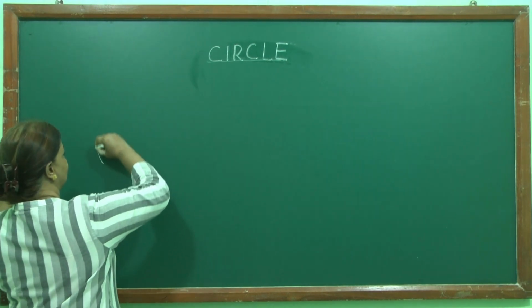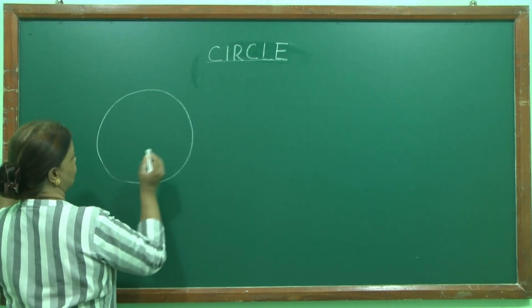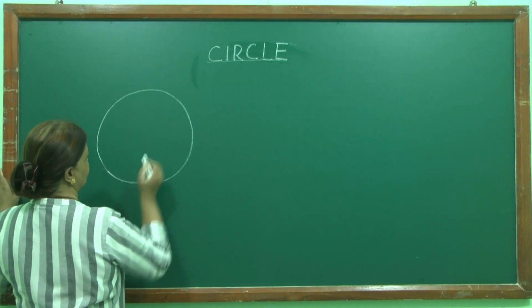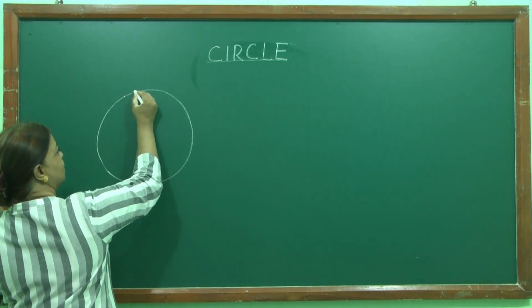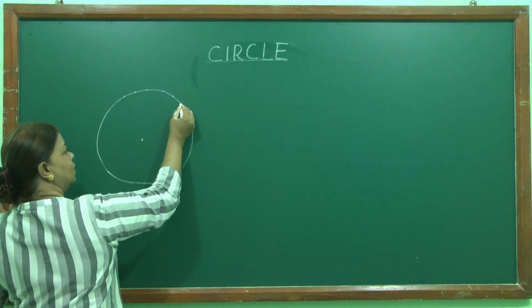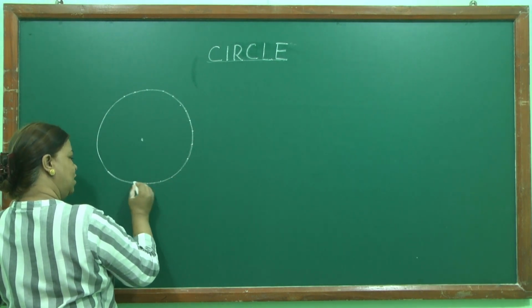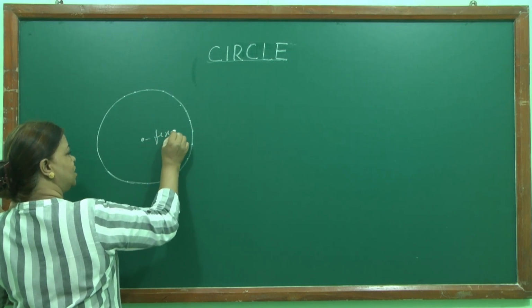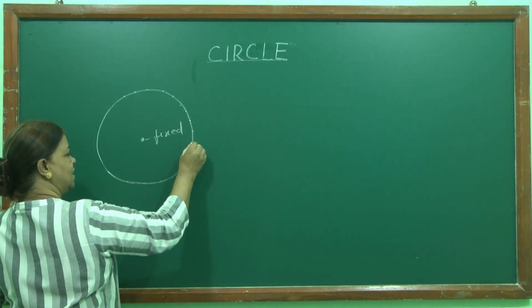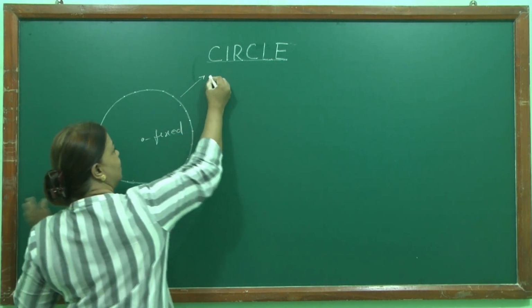A circle is a set of all points, a set of points from a fixed point. This point is a fixed point and these are the set of points. When they are joined, they create a circle.